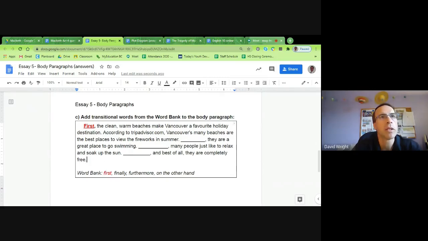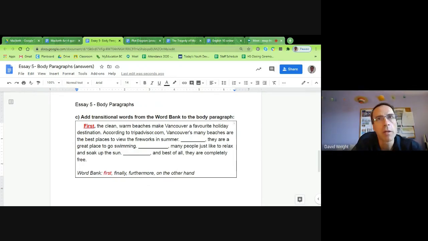So here was our second sentence. According to TripAdvisor.com, Vancouver's many beaches are the best places to view the fireworks in the summer. All right, that one's done. Now I need a transition word to connect it to this part. If it's the same thing, I need a transition word that basically means and, but you need a better word than and. If it's a different thing, then I need a transition word that's sort of like but, don't use but, all right? So think about it that way.